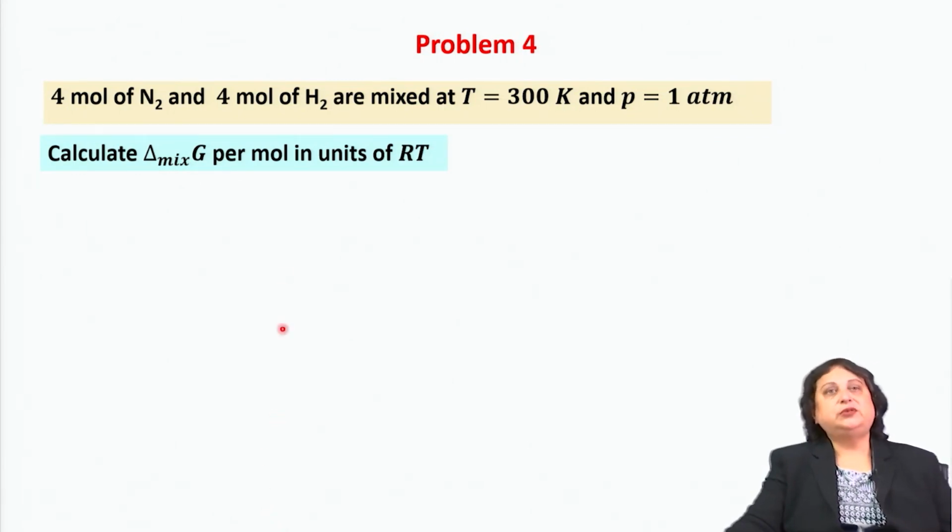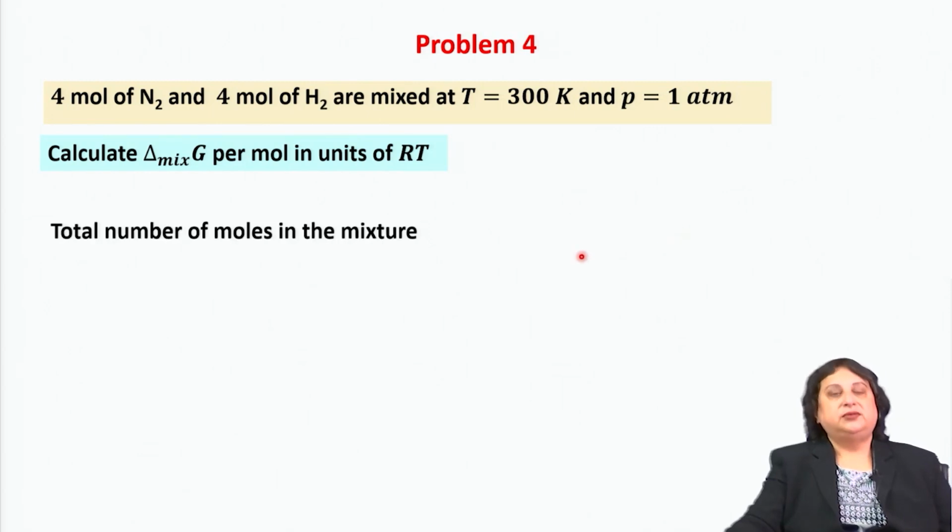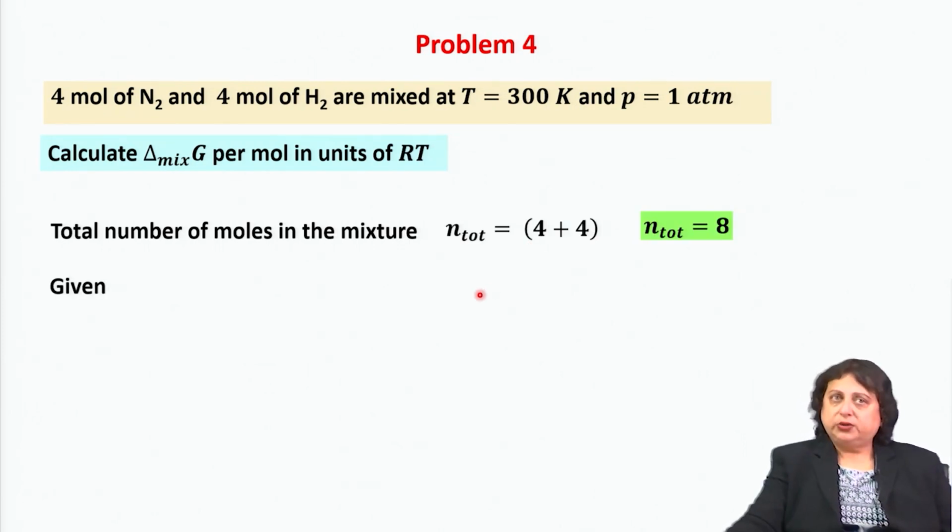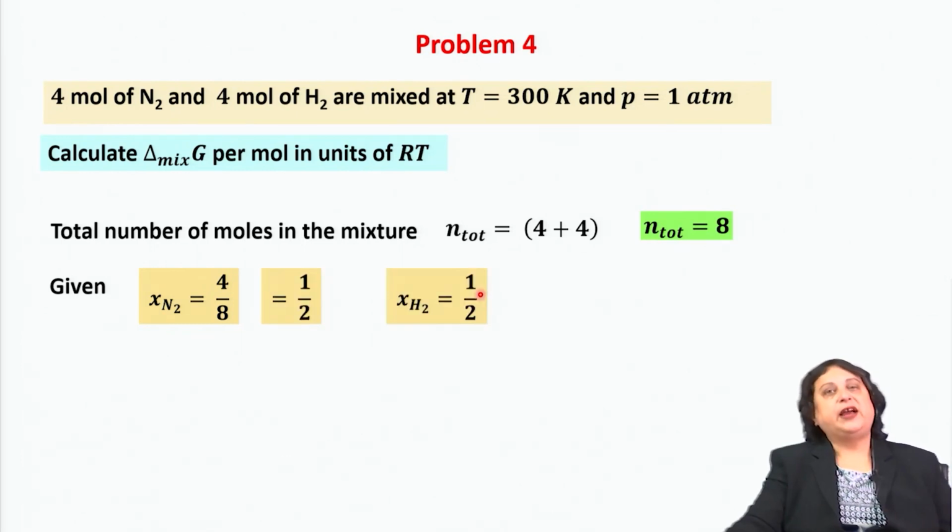I want you to find out the free energy of mixing per mole in units of RT for a mixture of 4 moles of nitrogen and 4 moles of hydrogen at 300 Kelvin and 1 atmospheric pressure. So, once again you start off with estimating the total number of moles in the mixture. So, N tot is equal to 8. Now, according to the given problem, the mole fraction of the nitrogen is half. Similarly, the mole fraction of hydrogen is also half.